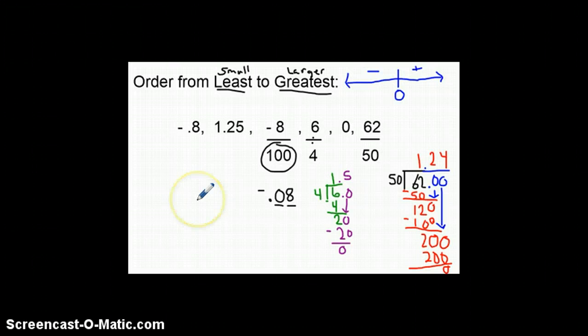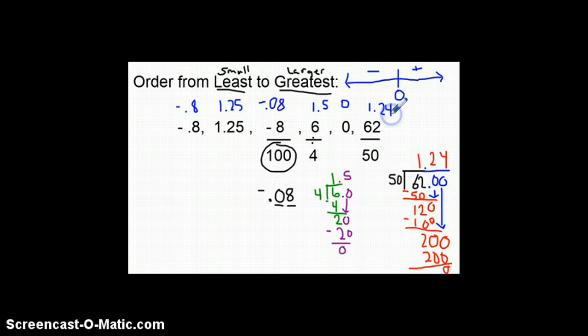Okay, so now let's look at our numbers. I'm going to write them here. Negative 0.8, positive 1.25. This one is negative 0.08. This one we got 1.5. 0 we can leave at 0. And 62 over 50 is really 1.24.